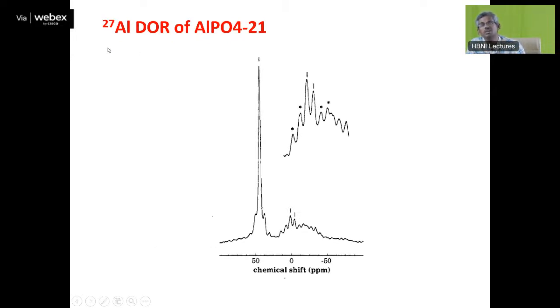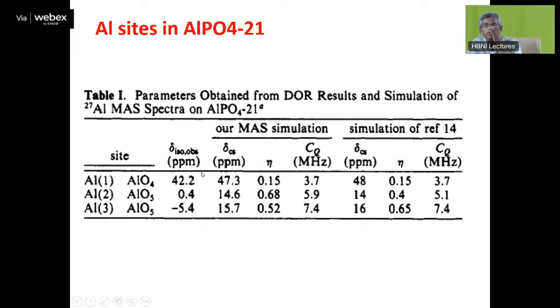The same example only I have given here, aluminium-27 of aluminium phosphate 21, another sample in which you can very well see the two peaks which are characteristic of aluminium with different chemical environments. So once you have the spectrum, you can always get the parameters like eta, the isotropic chemical shift values, quadrupole coupling constant, CQ values, etc.